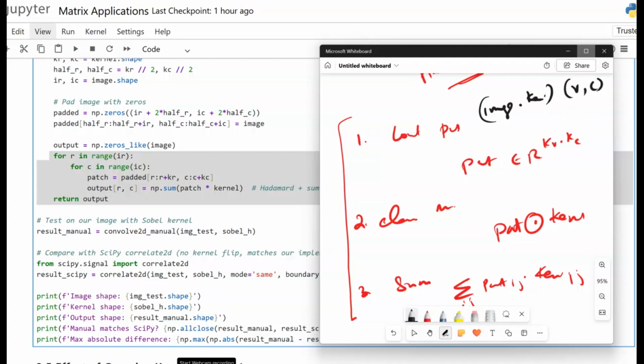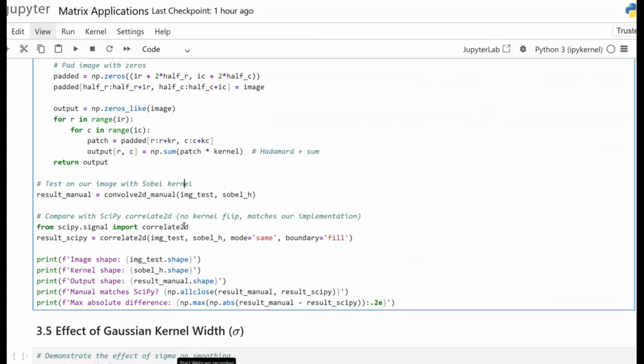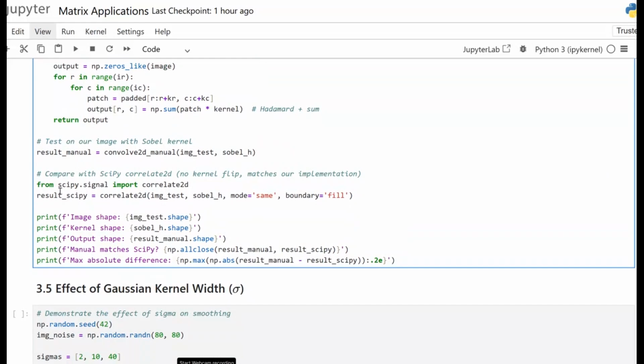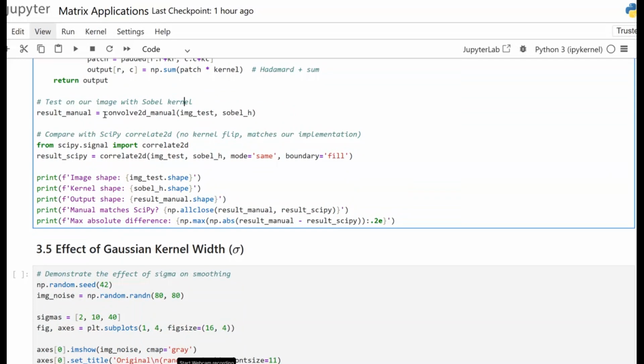Let me have the next one, the cross correlation, which we make with a flipped functionality. Cross correlation versus convolution: cross correlation we calculate with correlate 2D, and convolution by using this convolve 2D manually. Convolve 2D flips the kernel, and correlate 2D does not. Let me validate it against the SciPy results for correlate 2D, and we will get our output.